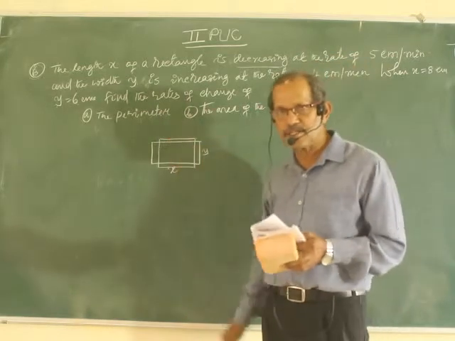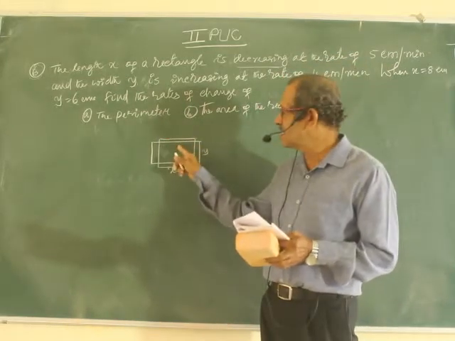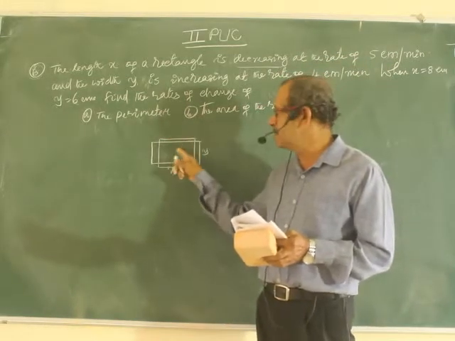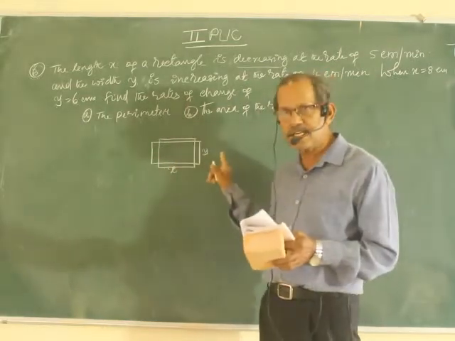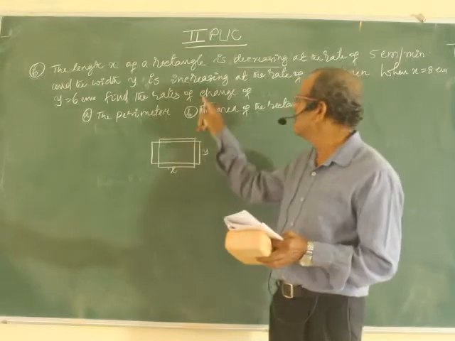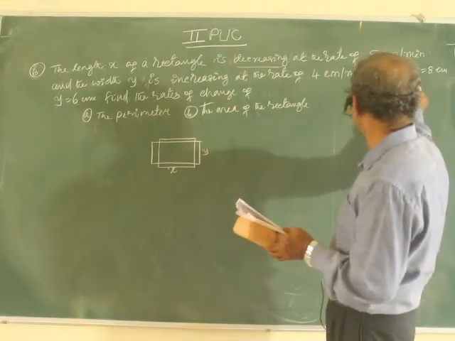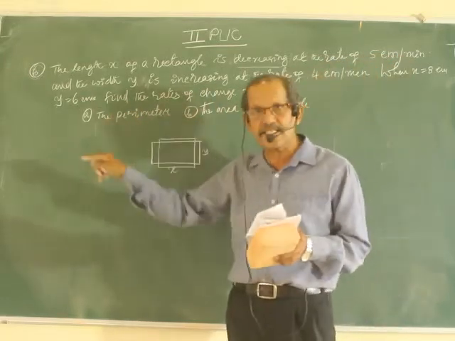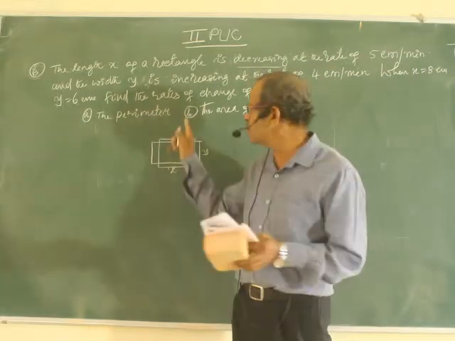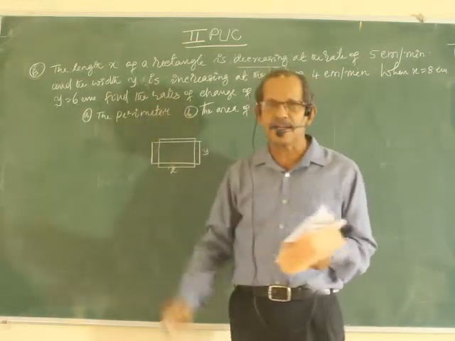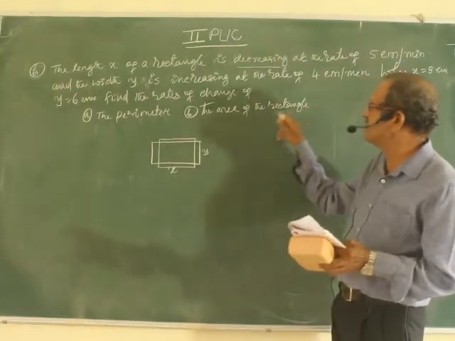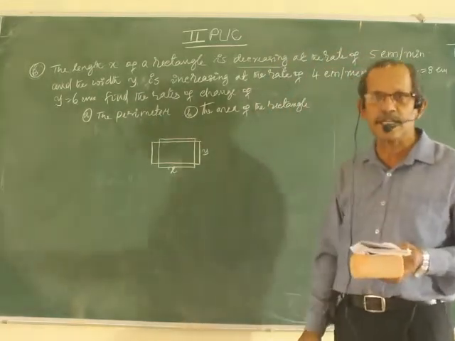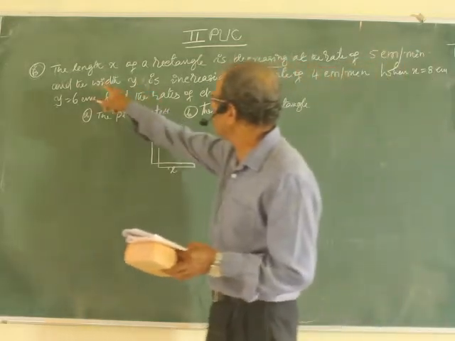The process is continuous. The length is decreasing, width is increasing, and finally when the length reaches 8 centimeter, width reaches 6 centimeter, at that time what is the rate of change of perimeter? What is the rate of change of its area? These are the two questions they have. Anyway, let me write one by one here.